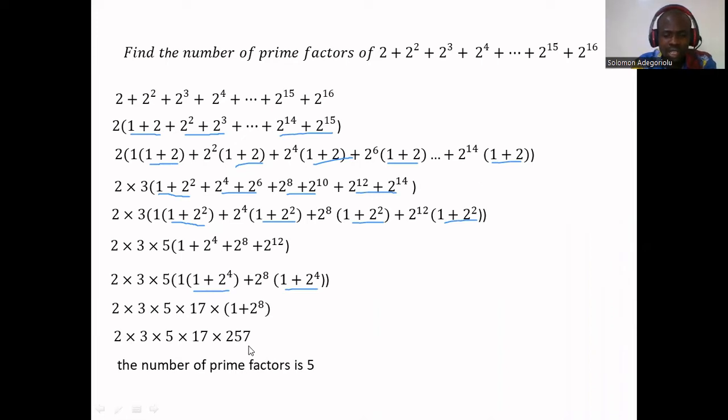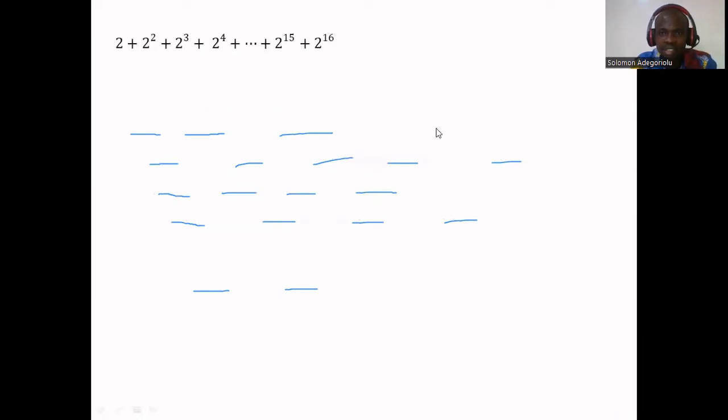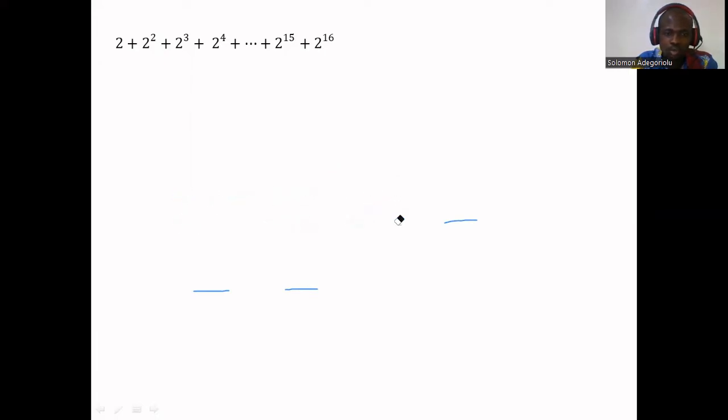We can also take a look at this question from another angle, okay? Taking a look at it from here. Just hold on, let me clean this. Okay, we can also use geometric progression. We all know our geometric progression very well. So let's take a look at how we can use our geometric progression to also work this out.